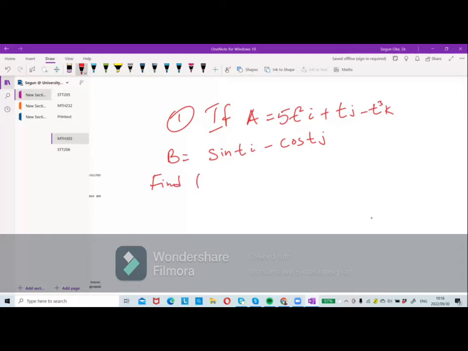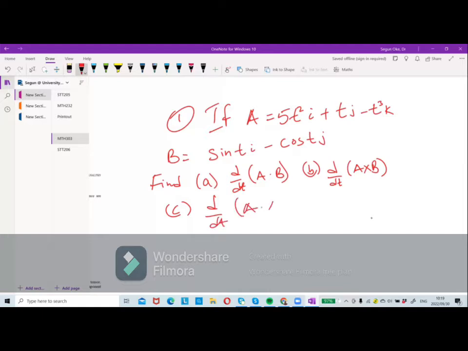Find A, d/dt of A dot B; B, d/dt of A cross B; C, d/dt of A dot A.